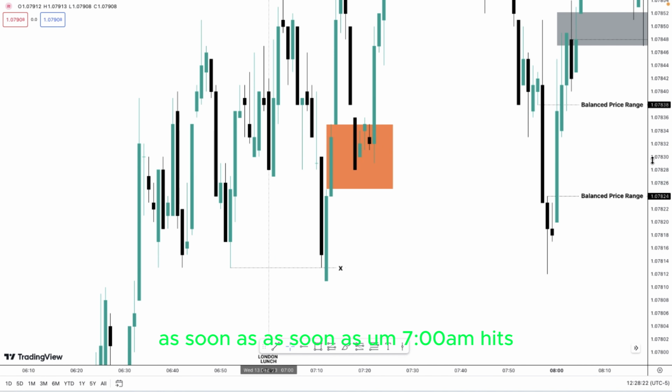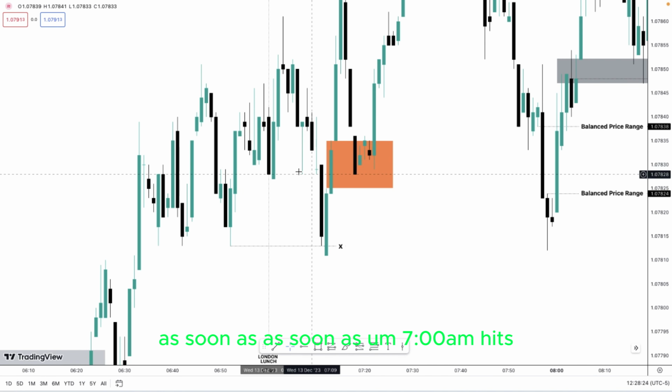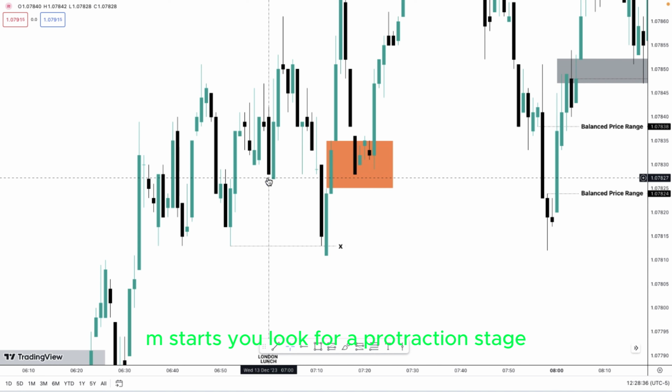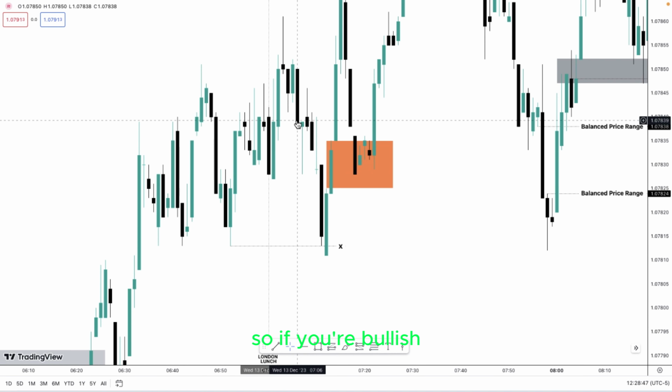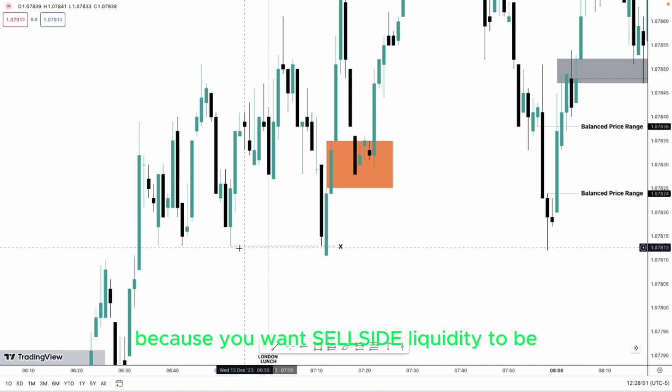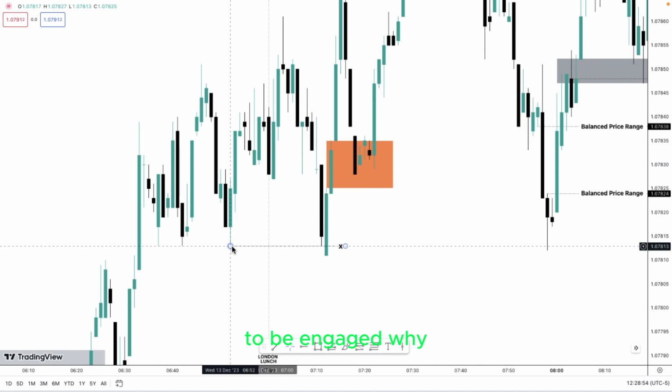So as soon as 7 a.m. hits, what do you look for? You look with that same thinking I tried to explain. As soon as 7 a.m. starts, you look for a protraction stage. In other words, you look for a Judas move. So you look for a move in the opposite direction to what you basically anticipate. So if you're bullish, you would look for a move going lower. Why? Because you want sell side liquidity to be engaged.